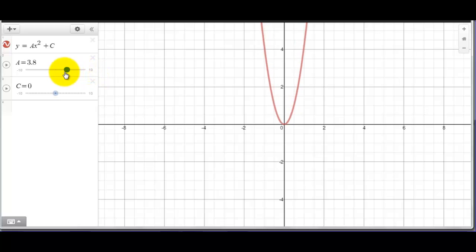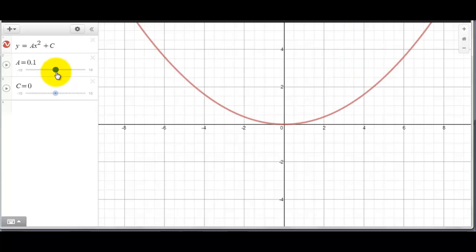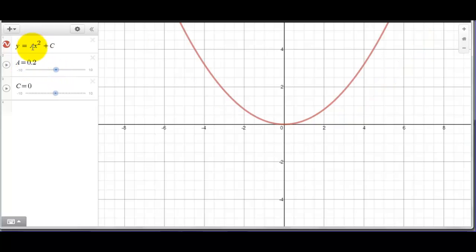Okay, and the second bullet on that list said if I start making it things like fractions and decimals, it gets small, it gets wider and wider. So here's like a tenth. You can see how that's way wider than my original graph. Right, so these fractions and decimals in the A spot make the parabola get really wide.